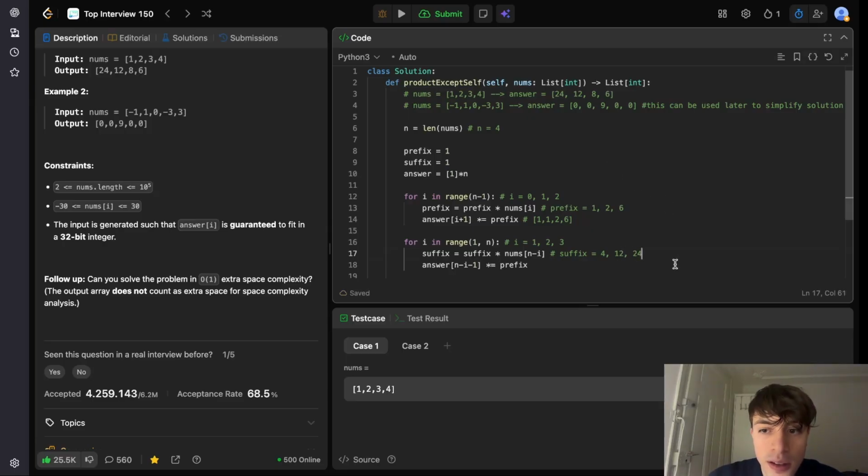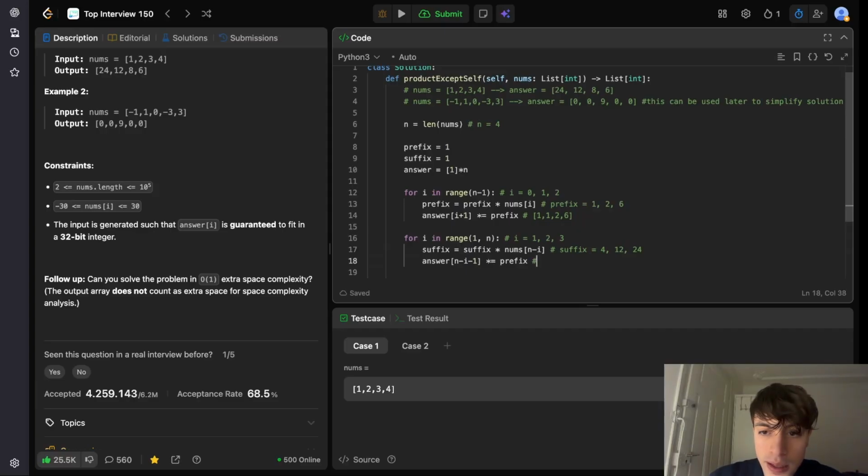All right. So we start with 1, 1, 1, and then we multiply, sorry, no, we multiply answer at n minus i, where i is our index, so it starts with 1, so n minus 2, so basically we are updating this value, and this value is going to be 4, and this is going to be 12, and this is going to be 24.